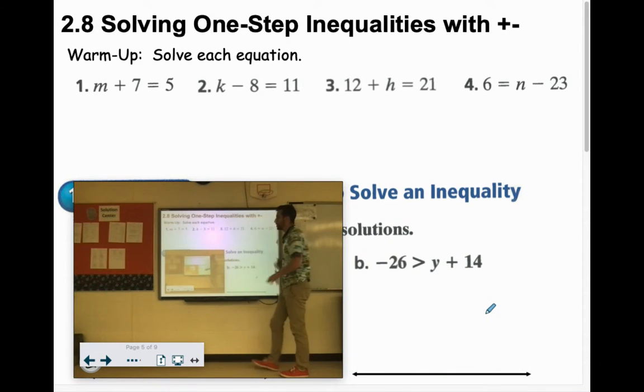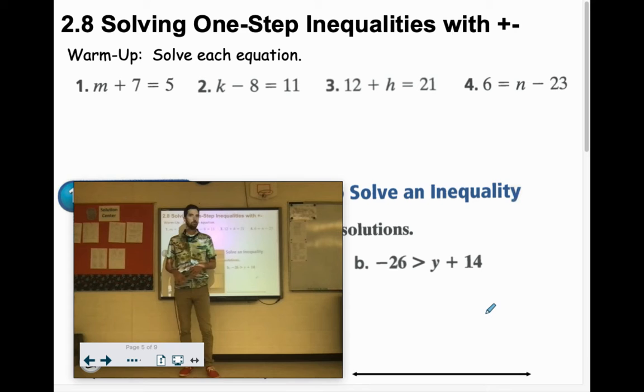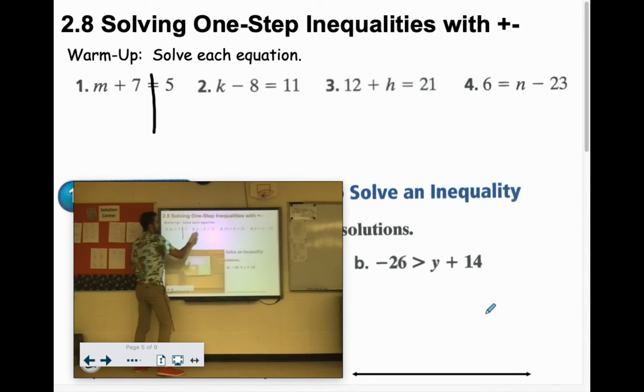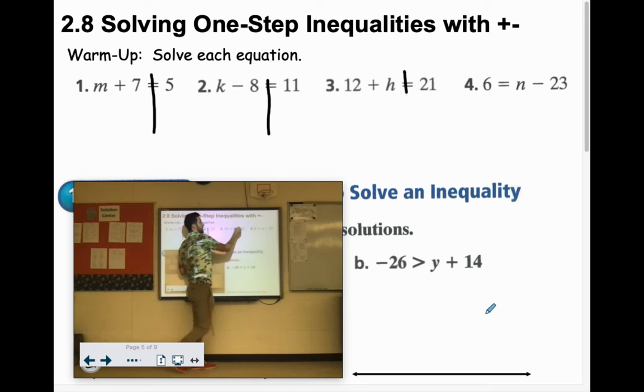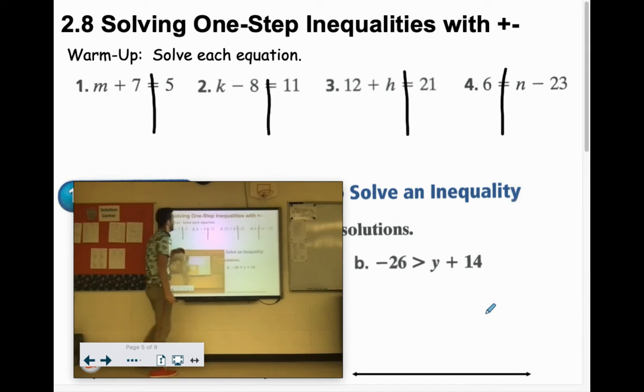Alright, let's warm it up a little bit. Do our one-step equations from back in the day, because today we're doing one-step inequalities. So remember, just keep it balanced. If you do something to one side of the equal sign, you have to do it to the other side.